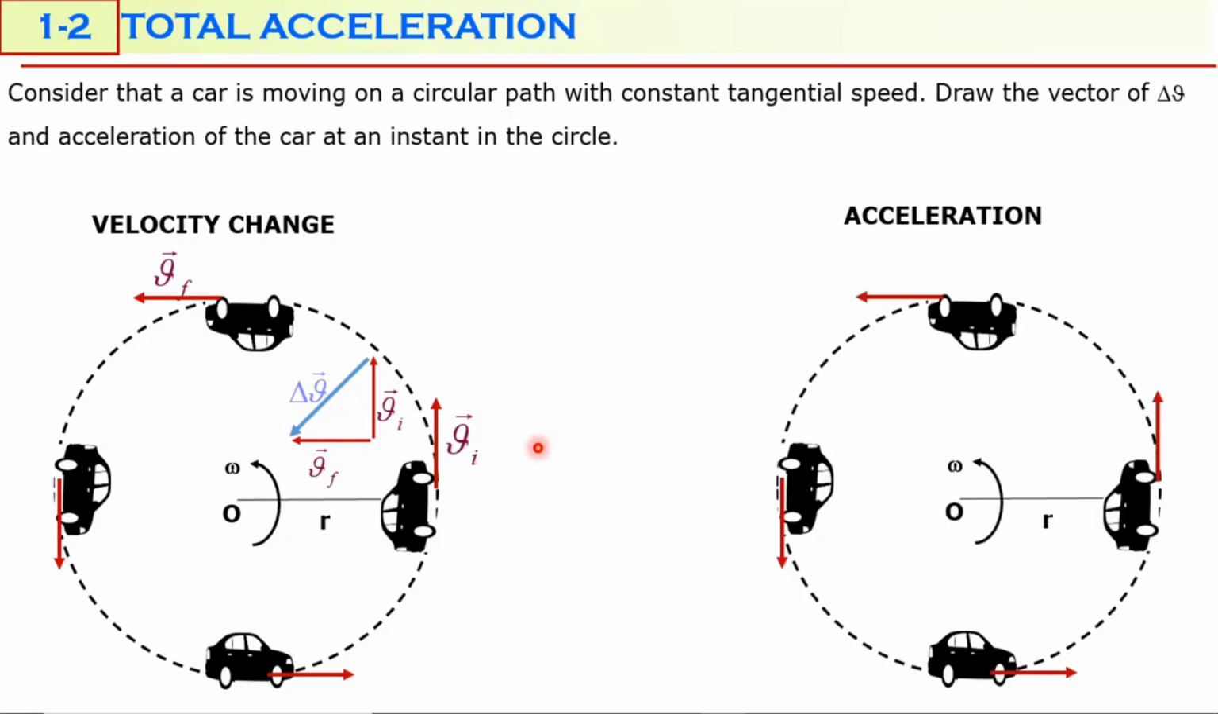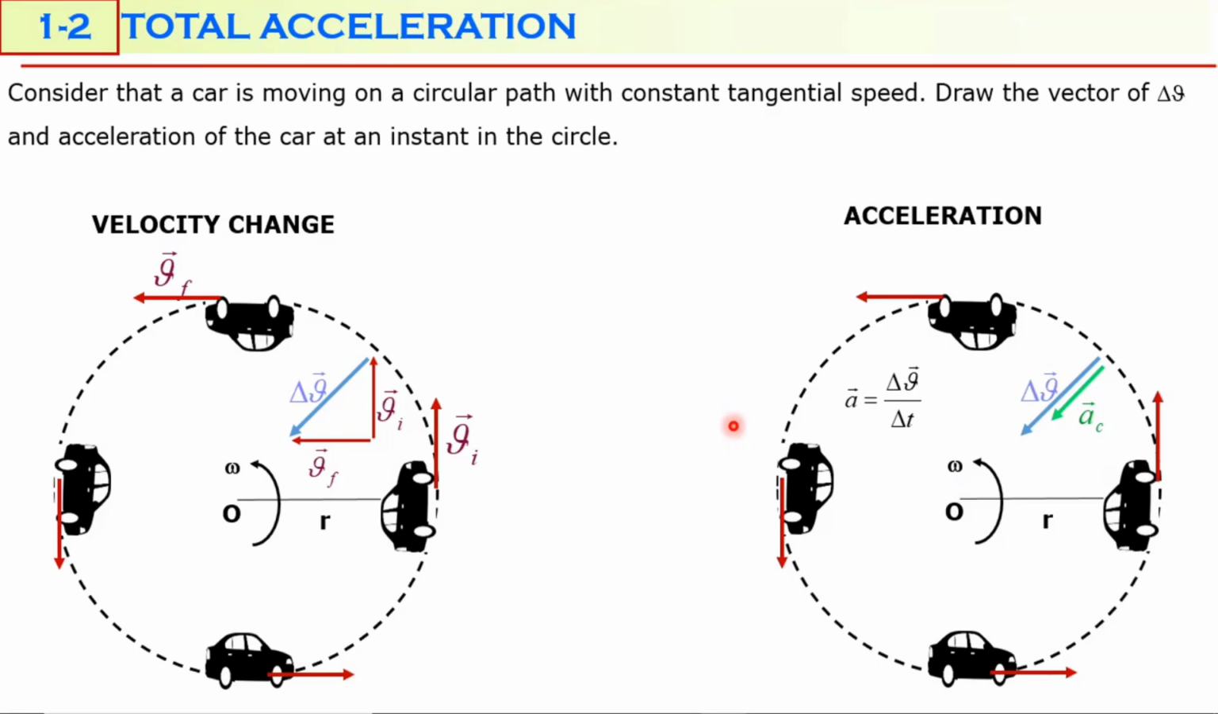And what about acceleration? Use the definition of acceleration. What is the definition of acceleration? Delta V over delta T. So if delta V is pointing to the center, this equation says the acceleration of the car at that point also must be in the same direction as delta V, which is defined as centripetal acceleration. It's pointing to the center of the circle.